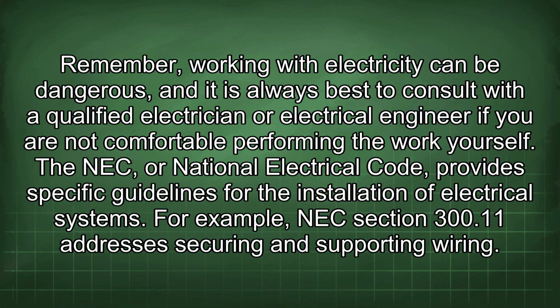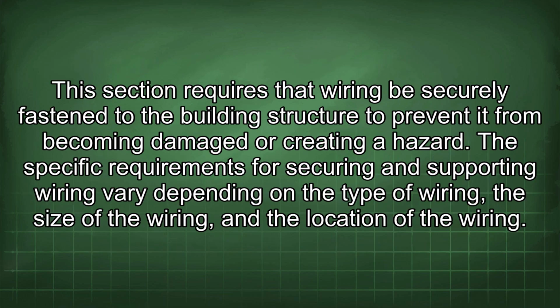The NEC, or National Electrical Code, provides specific guidelines for the installation of electrical systems. For example, NEC section 400.8 addresses securing and supporting wiring. This section requires that wiring be securely fastened to the building structure to prevent it from becoming damaged or creating a hazard. The specific requirements for securing and supporting wiring vary depending on the type of wiring, the size of the wiring, and the location of the wiring.